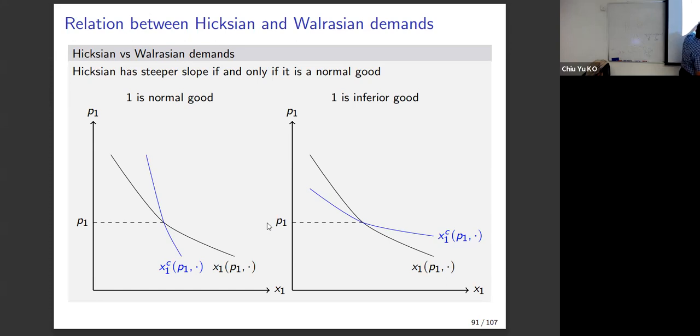Why is the compensated demand like this? The reason is, look, the price goes down this way, right? There's a total effect, and it's a normal good. Price goes down, your income effect is positive. So going back from Marshallian to Hicksian, you just subtract the income effect, which is positive, so you go this way. Same for the other one, and this one is the reverse.